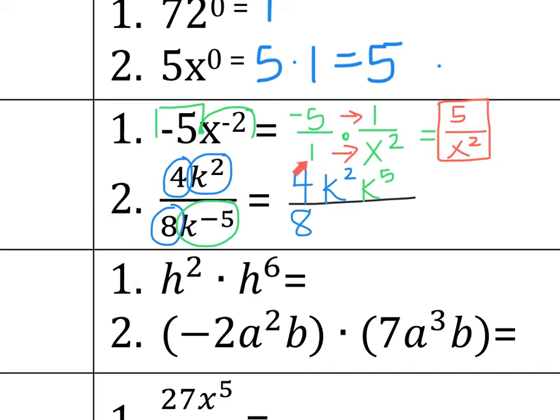So if you look at this fraction part right here, if this fraction were by itself, what could we simplify 4/8 to? We can simplify 4/8 to 1/2, and then we have k squared times k to the 5th. So we have 2 k's here. This means k times k. This means k times k times k times k times k. So what we're left with is k to the 7th.